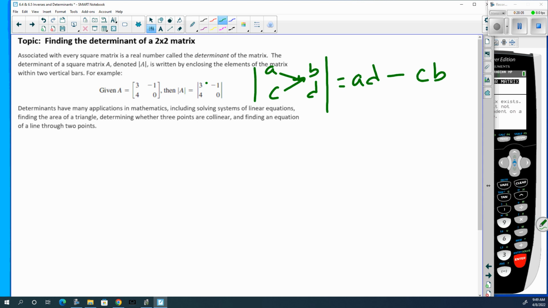So if I times diagonally the 3 and the 0, I'd get 0. Then I go minus, and then I multiply the 4 with the negative 1, which gives me negative 4, and then that would be 4. So I now know my determinant is 4.